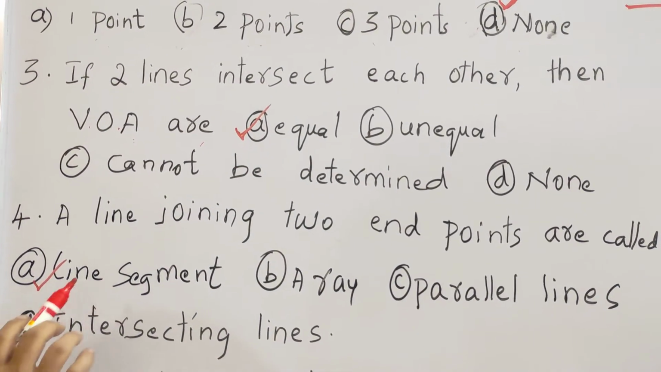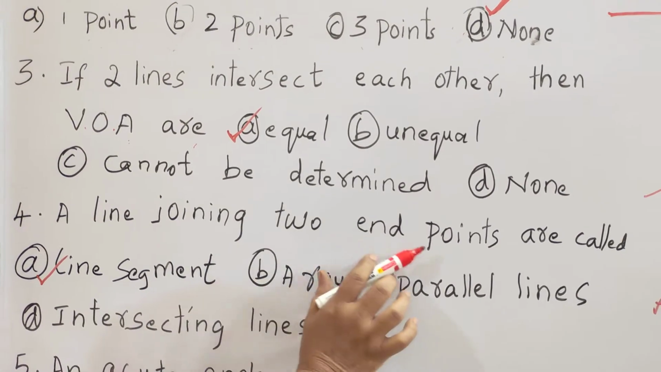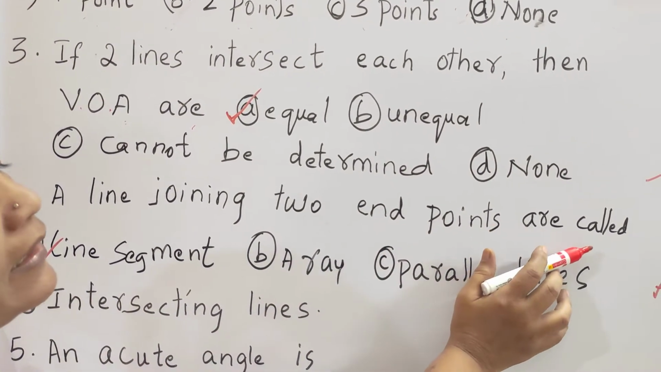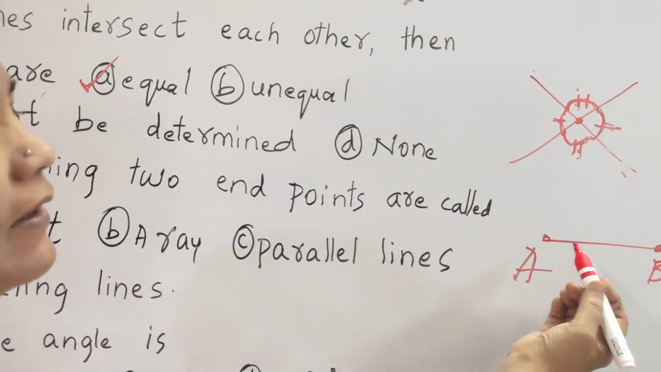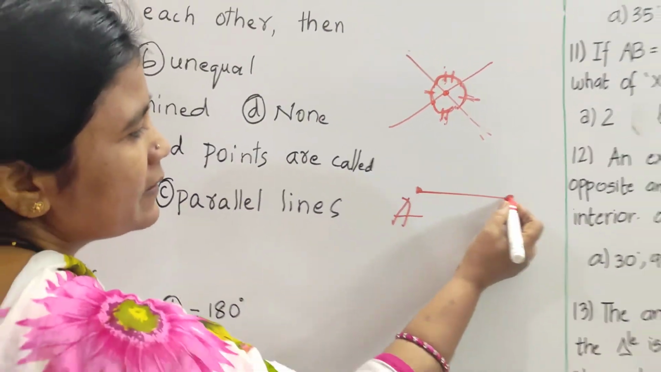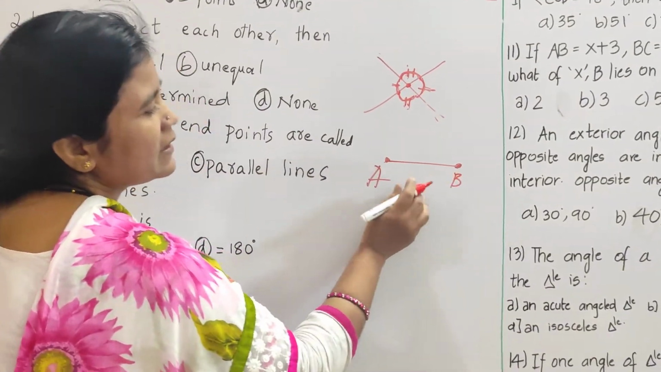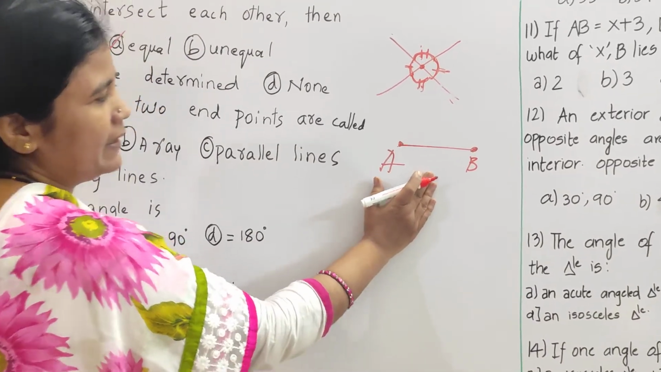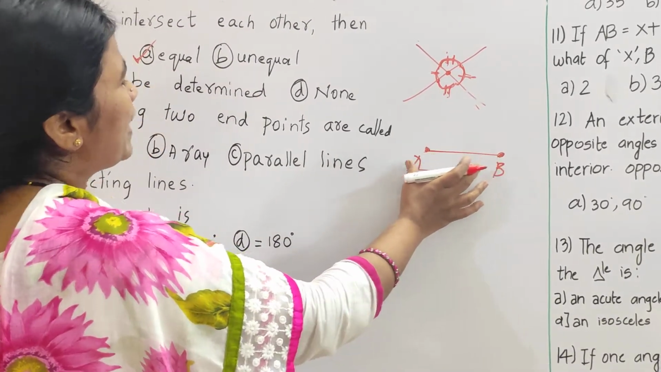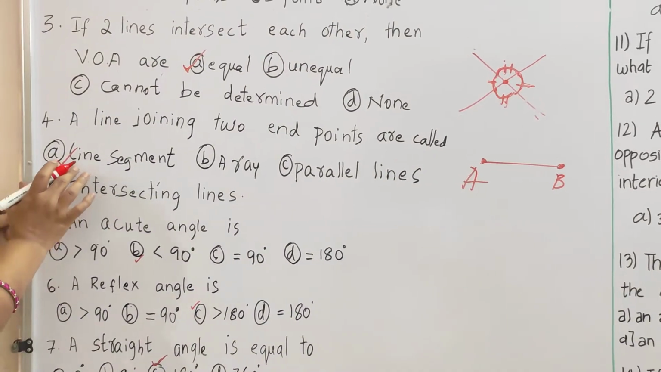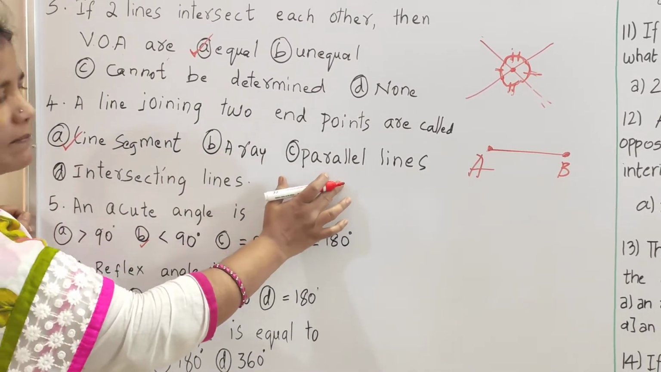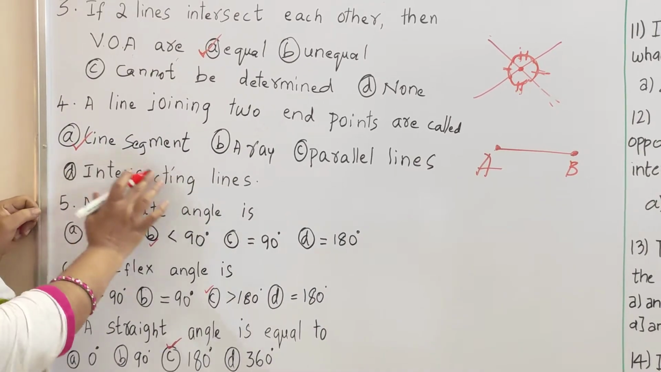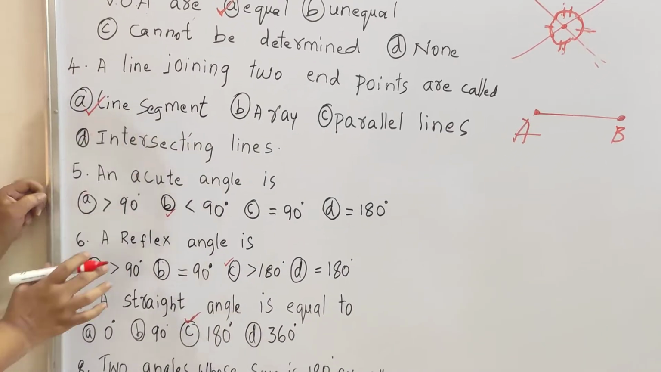Then question number 4, a line joining two endpoints are called. This is a definition given in lines and angles first page itself. When you have 2 points and a line, what is it called? It's called a line segment, okay. So with two endpoints, if you have a line, it is called a line segment. It is not a ray, it's not a parallel line, it's not an intersecting line. So the answer is line segment.